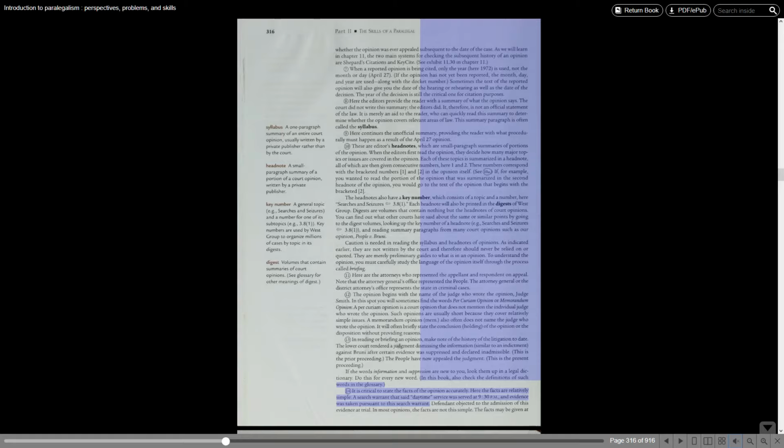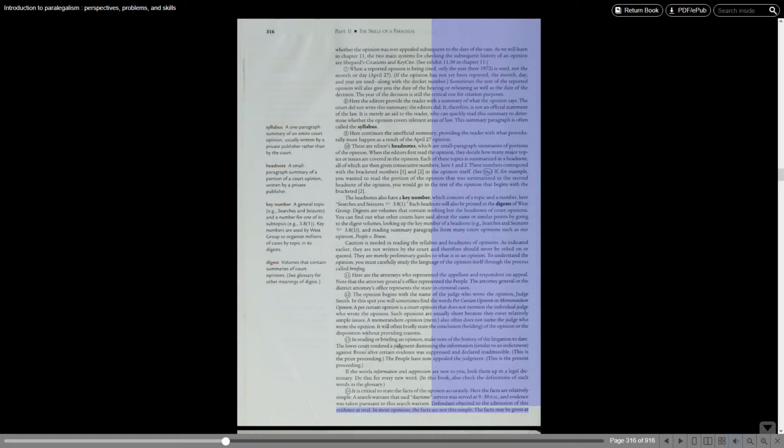It is critical to state the facts of the opinion accurately. Here the facts are relatively simple. A search warrant that said daytime service was served at 9:30 p.m., and evidence was taken pursuant to this search warrant. Defendant objected to the admission of this evidence at trial.